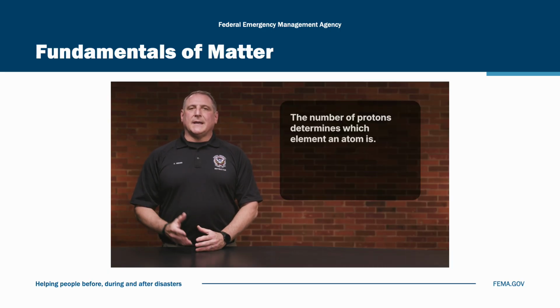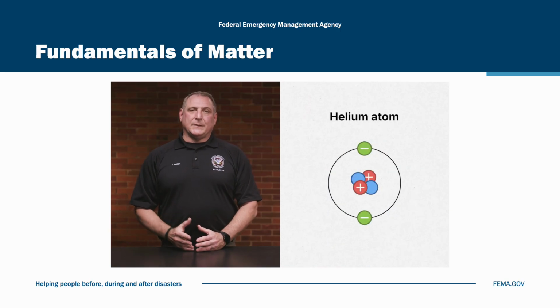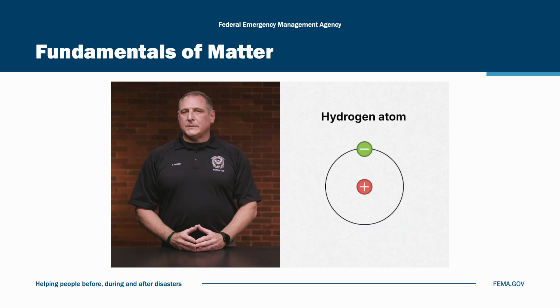The number of protons actually determines which element it is. The number of neutrons can vary in an atom, but it doesn't change what element it is. Only the number of protons determines what element it is. Helium, for example, has 2 protons and 2 neutrons. Hydrogen, for example, has 1 proton, but can have 1, 2, or 3 neutrons.